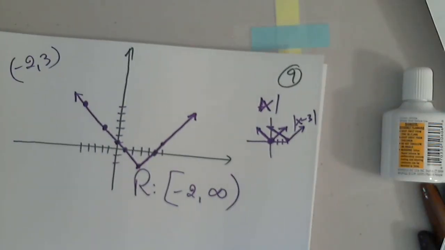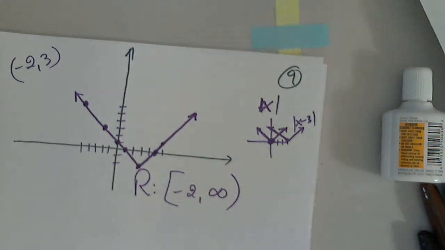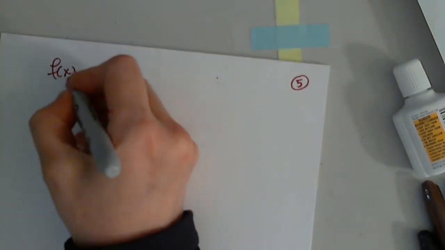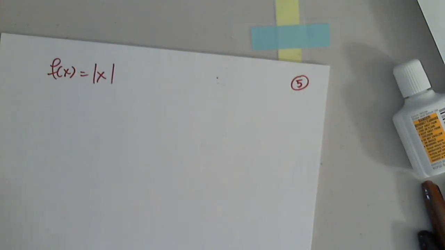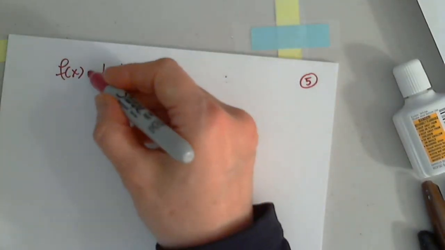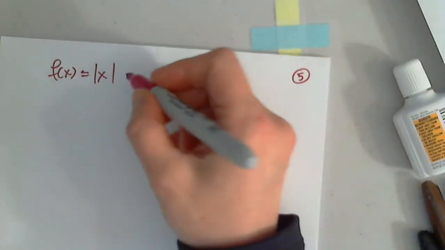This is a piecewise defined function. The absolute value function. Okay, let's talk about that too. It's a very good point you're making. So, which page am I on? 5. Okay. So f of x equals the absolute value of x, just the base function. I want to refresh your memory on that.